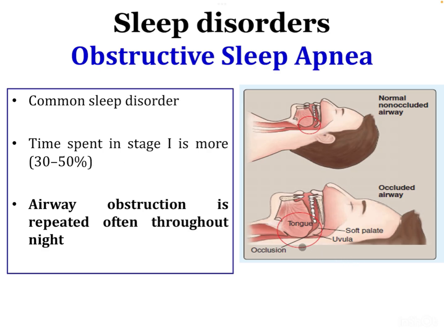In this, there is a reduction in muscular tone of the pharyngeal muscles, which leads to obstruction of the upper airways. Now, apnea occurs for more than 10 seconds, causing brief arousal from sleep and reestablishing airway tone, but airway obstruction is repeated throughout the night. So in these individuals, there is a disturbed sleep pattern. And obesity is one of the main common causes of obstructive sleep apnea.